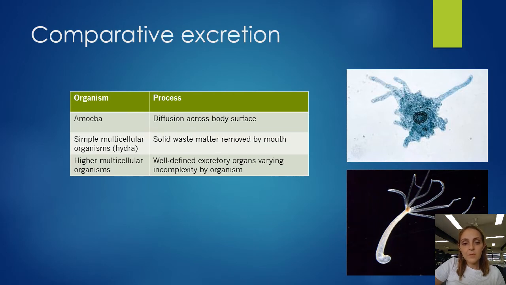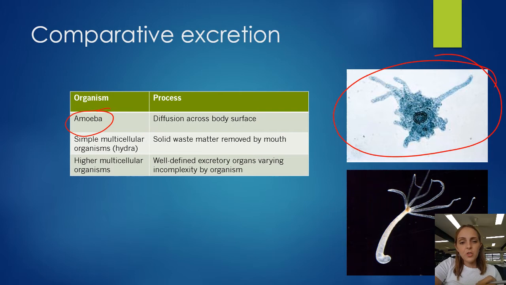Having a look at some other types of comparative excretion, if we look at really simple organisms like amoeba, which is this microscopic organism on the right here, diffusion of excretory products for the amoeba happens directly across the body surface. And this is much like what we've talked about with our simple diffusion, where because the organism is so simple, with a very thin layer, it can diffuse those products across its body. We also have a hydra here, which is another simple multicellular organism, and they excrete solid waste products by a mouth structure. Very simple organism, no particular excretory system, but this happens just by removal by the mouth.